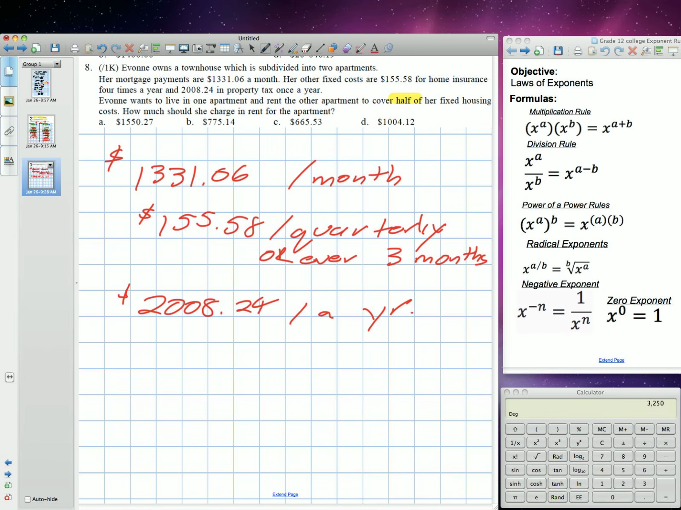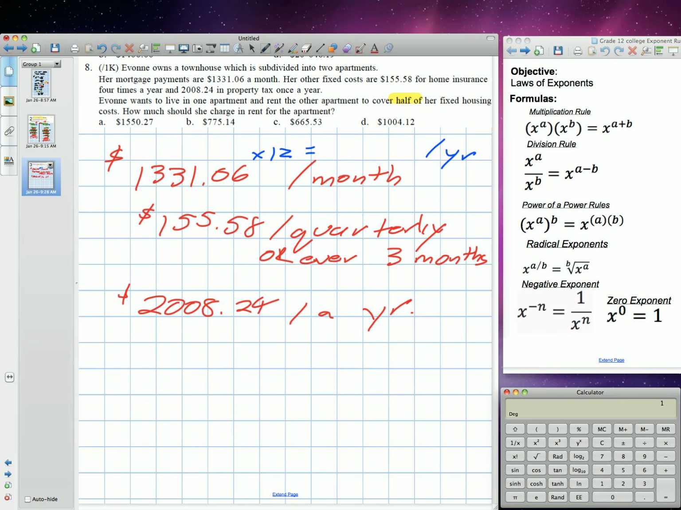Okay? We can break this into monthly, or we can change this into yearly and then work back to monthly. Personally, I think it'll be a little easier if we do a little extra work and change it into yearly. So first of all, if she pays $1,331.06 a month, what do I have to multiply that by to figure out how much she pays yearly? 12. So her yearly expense for this one, okay, thank you, $15,972.72. Okay, so that's her yearly expense there.